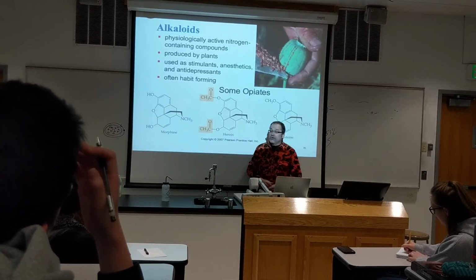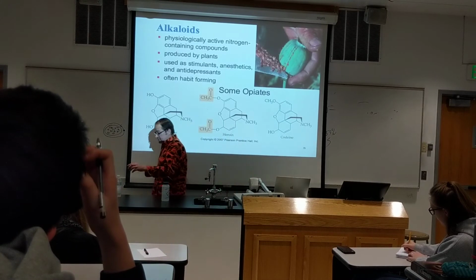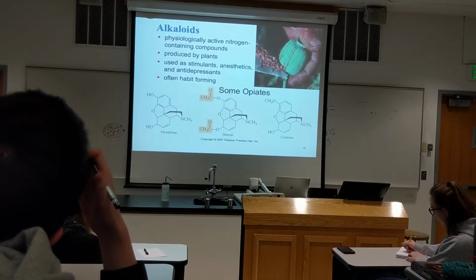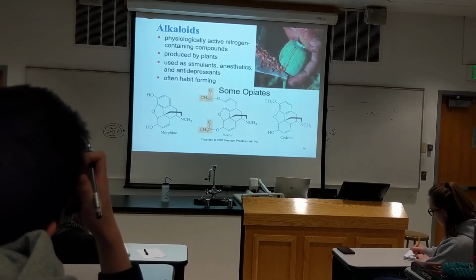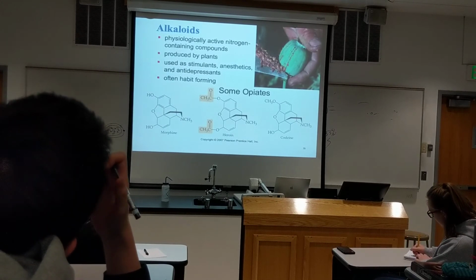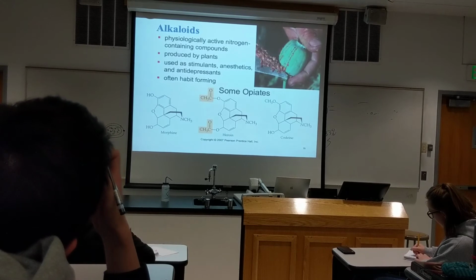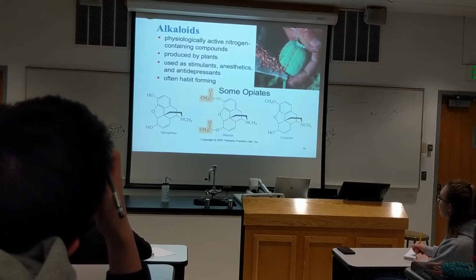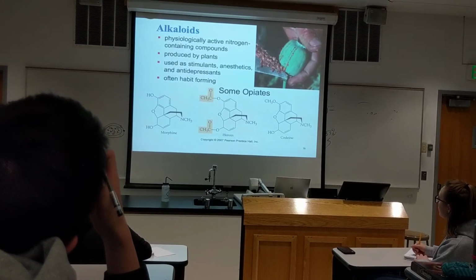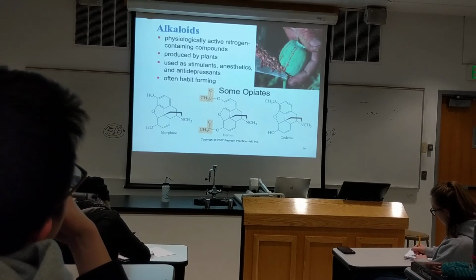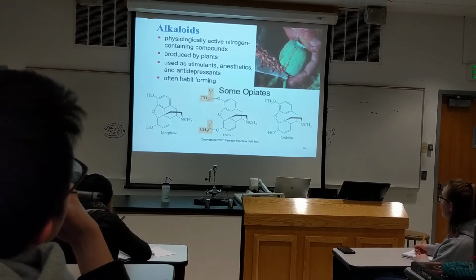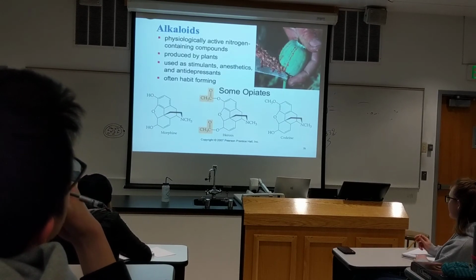Now, alkaloids, I know why we're doing opiates. Alkaloids, that is a thing in this chapter, which is kind of fun because it brings some nursing in here. So alkaloids are physiologically active nitrogen-containing compounds that are produced by plants. Marijuana would be an alkaloid. Opiates are an alkaloid. Now, here's a little bit of musical history. They are used as stimulants, anesthetics, and antidepressants, and they're often habit-forming.